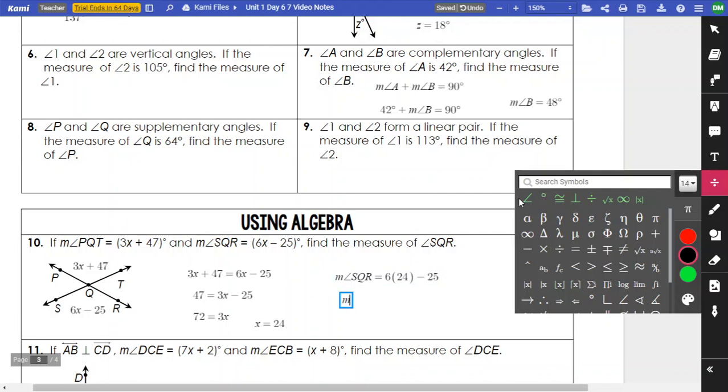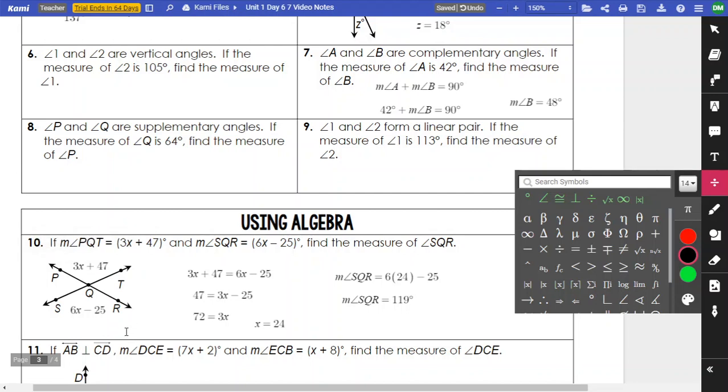So the measure of angle SQR is equal to, let's see, 6 times 24, that is going to be 144. And if we take 144 minus 25, I believe, if I'm doing this correctly, that is 119 degrees. And now we can double check ourselves by substituting in for PQT because we know that those are congruent.